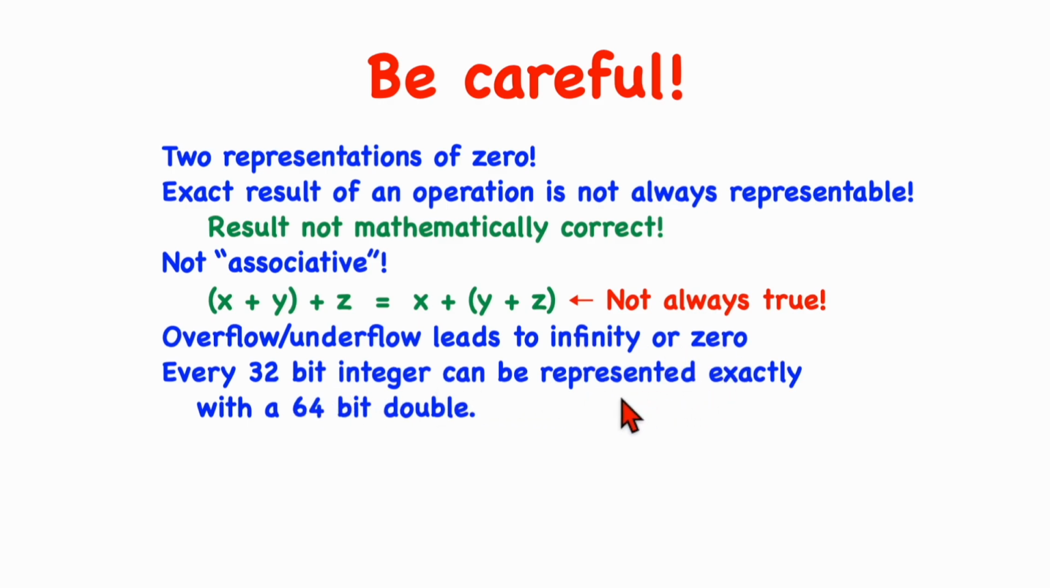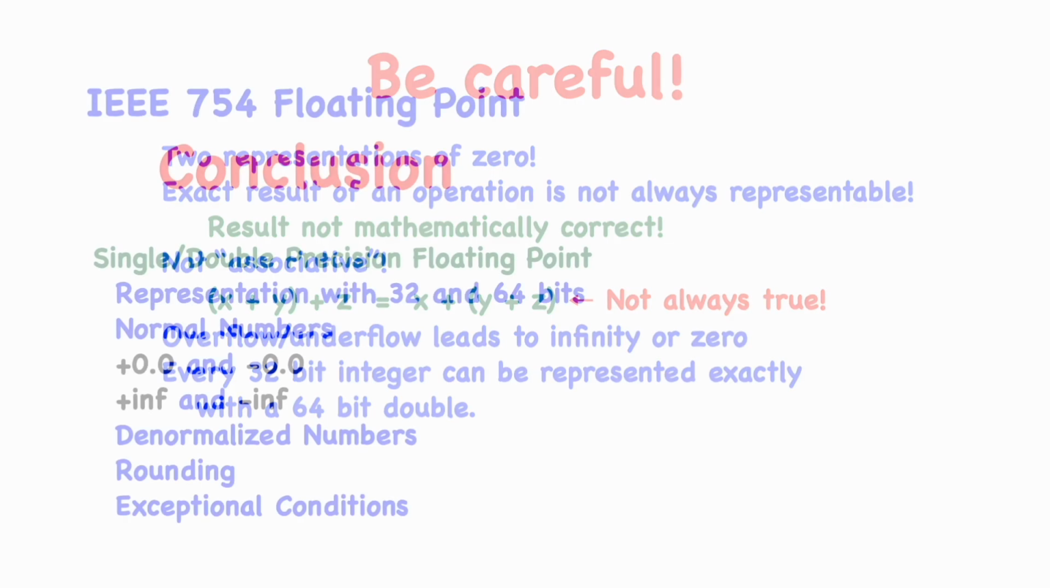But I do want to point out that one thing that's true is that every 32-bit integer, whether signed or unsigned, can be represented exactly with a 64-bit double precision floating point number. So there's a bit of light for you.